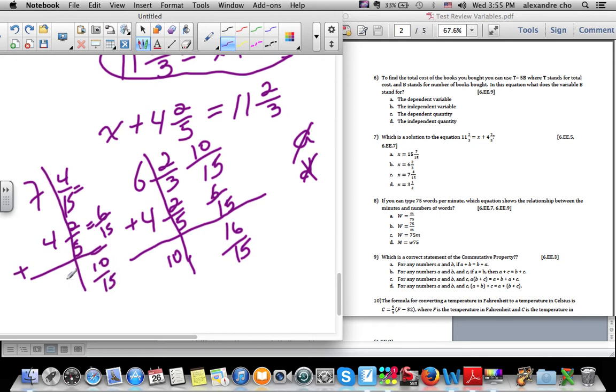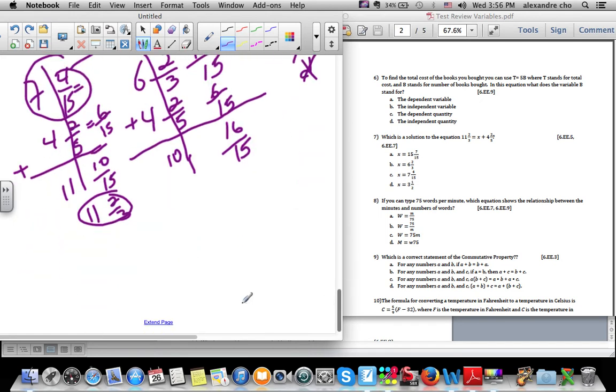And then 7 plus 4 is 11. 11 and 10/15 simplifies to 11 and 2/3, which is exactly what we're looking for. So 7 and 4/5 plus 4 and 2/5 equals 11 and 2/3. Wow, I made a mess of that question. But the final answer is C.